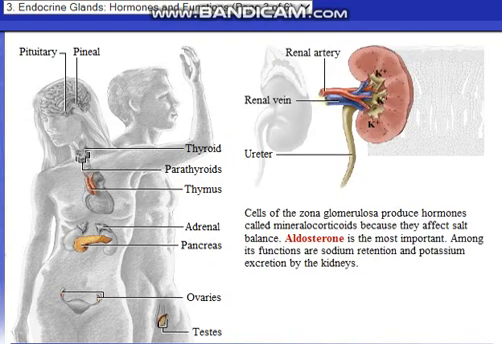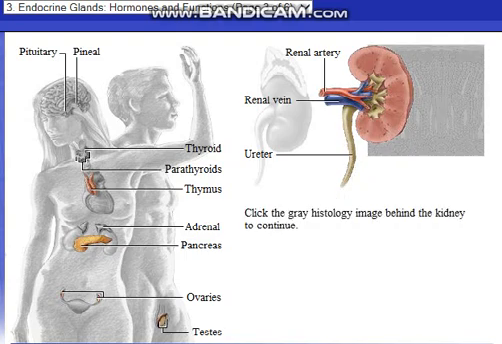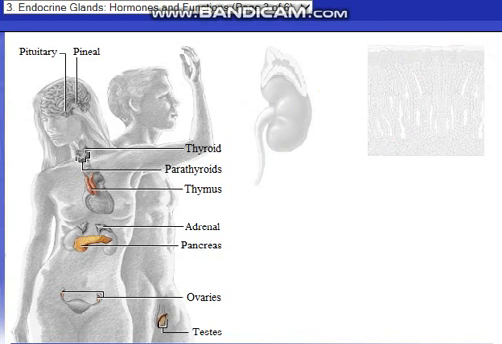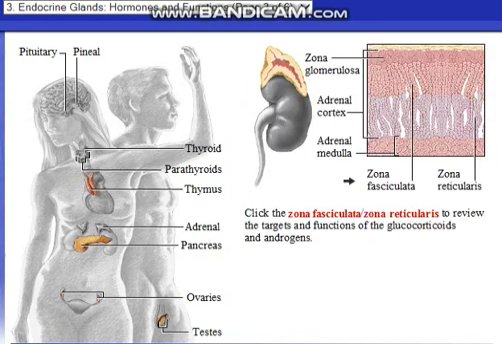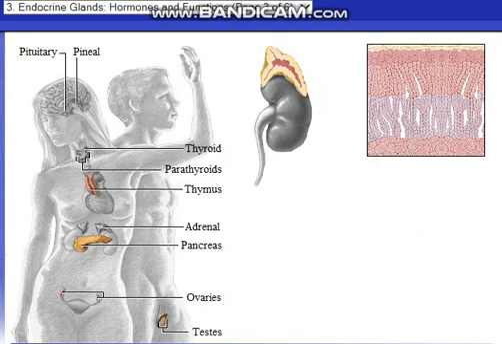Cells of the zona glomerulosa produce hormones called mineralocorticoids because they affect salt balance. Aldosterone is the most important. Among its functions are sodium retention and potassium excretion by the kidneys. Click the gray histology image to continue. Click the zona fasciculata, zona reticularis to review the target.